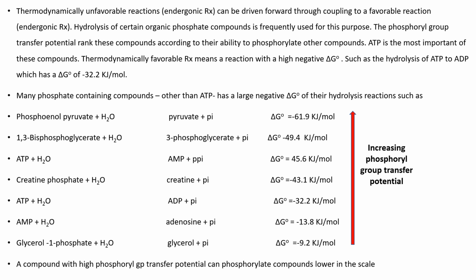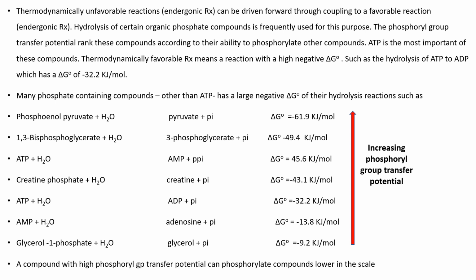So as we said, thermodynamically unfavorable reactions, the endergonic reactions, can be driven forward through coupling to a favored reaction, and a favored reaction, so this should be written exergonic reaction. Hydrolysis of certain organic phosphate compounds is frequently used for this purpose. The phosphoryl group transfer potential ranks these compounds according to their ability to phosphorylate other compounds. ATP is the most important of these organic phosphate compounds.